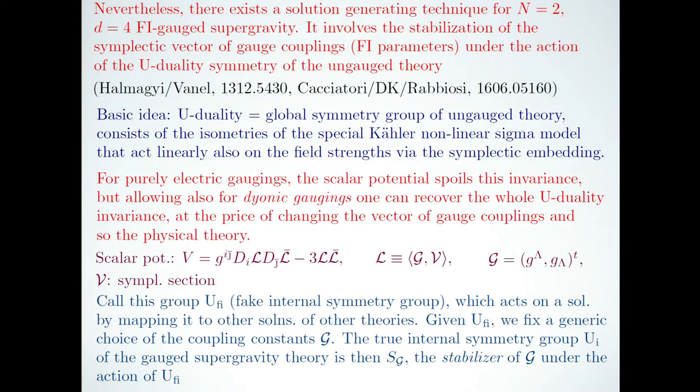And well, let us call this U-duality group of the ungauged case U_FI, where FI stands for fake internal. So this is the fake internal symmetry group. And this will act on a solution by mapping it to another solution of another theory, because it acts also on the G's, so it changes the FI parameters, so you go to another theory, right? But then, if you fix a generic choice of the coupling constants G, what will be the true internal symmetry group that we call U_I? The true internal symmetry group of the gauged supergravity theory is then just the stabilizer of this symplectic vector of gauge couplings under the action of the U-duality group of the ungauged theory. And this can be non-trivial.